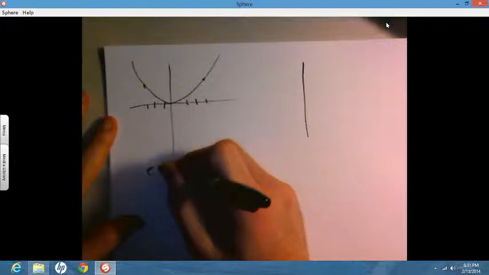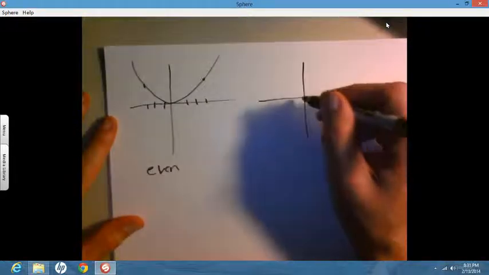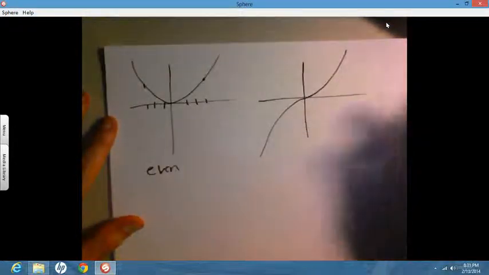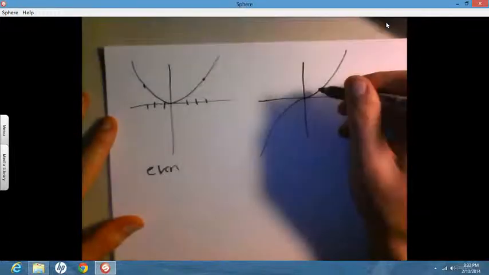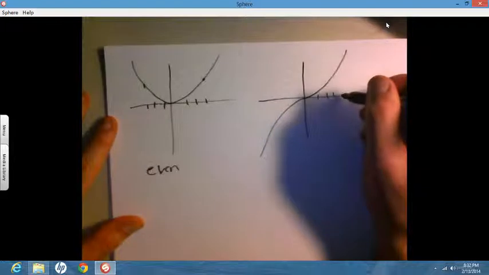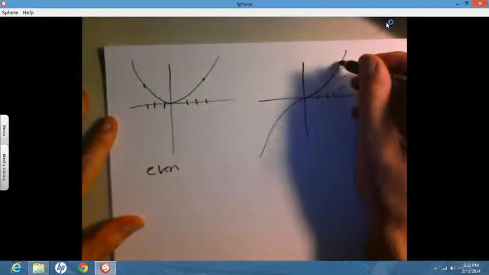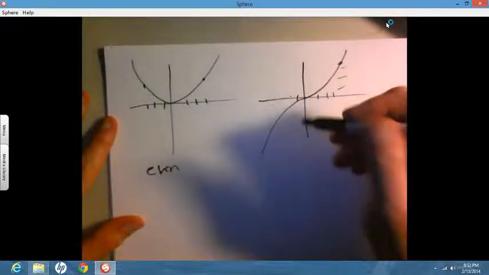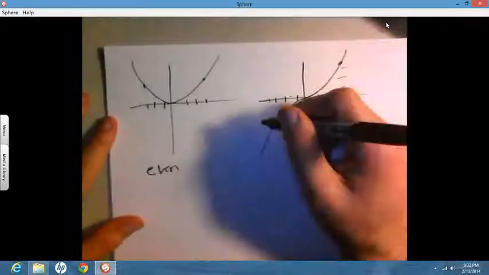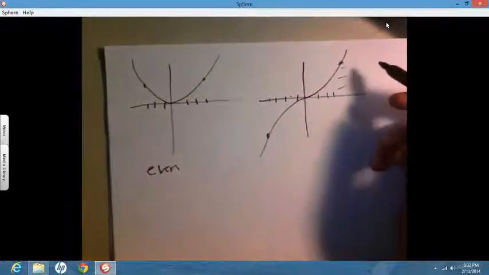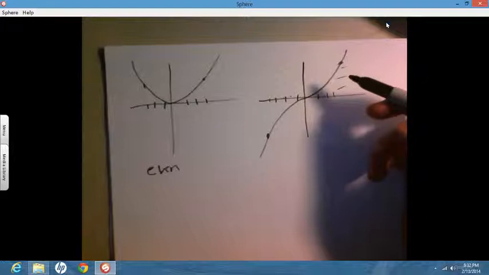Now, an odd function, we have, say, something like this. So there's a symmetry with respect to the origin. Okay? The idea of an odd function is if we go, say, 3 spaces to the right and evaluate f there, it's the same as if we go 3 spaces to the left and evaluate f there, except the only difference between this side and this side is a multiplication by negative 1. So this has a symmetry about the origin.